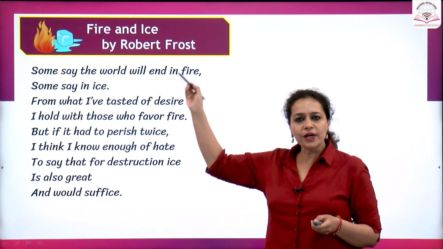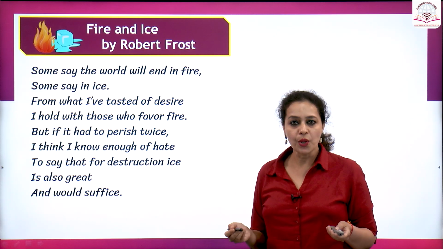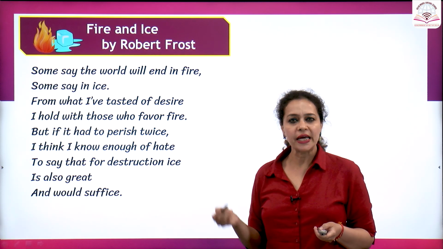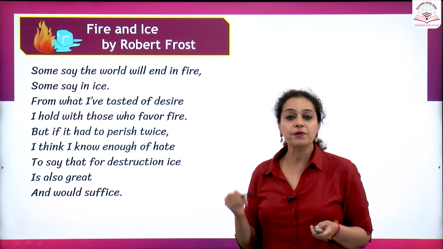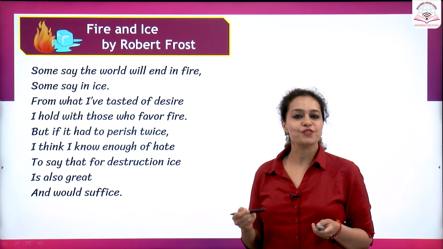Students, if we look at this poem, it seems as if the poet is talking about fire and ice. No, that is not the literal idea that the poet wants to convey. He has something deeper to convey to the audience, to the readers, and this is the use of symbolism.